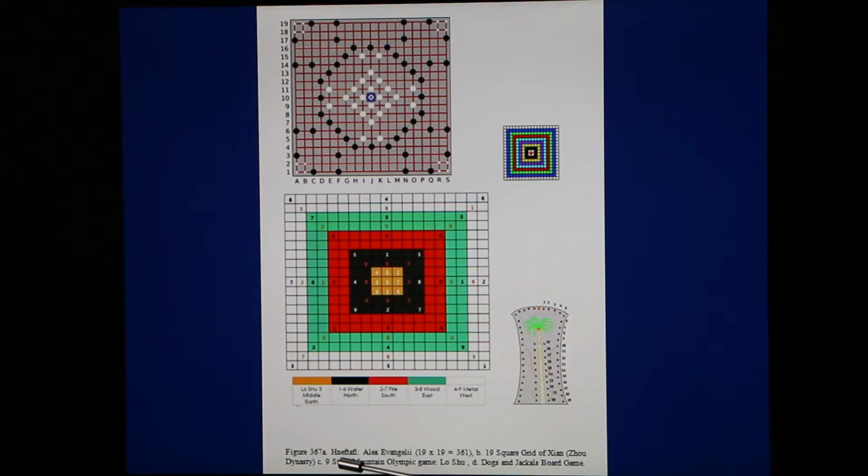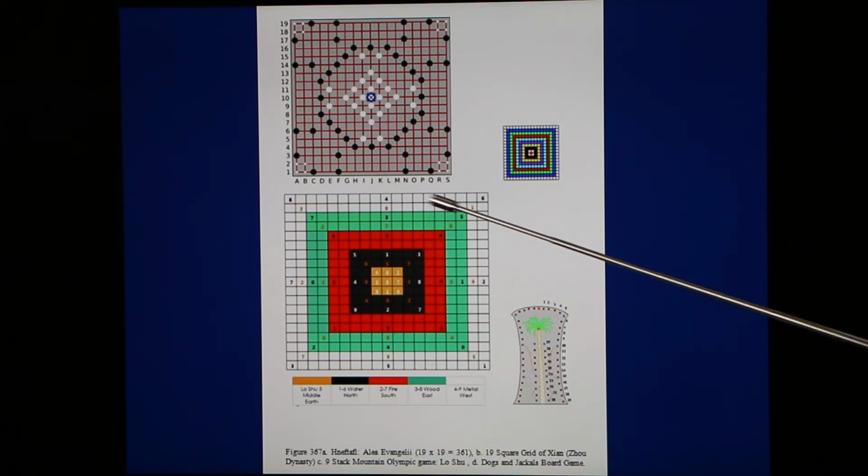In the north, in Scandinavia and so on, there's a game called Hnefatafel. And it again has 19 by 19.